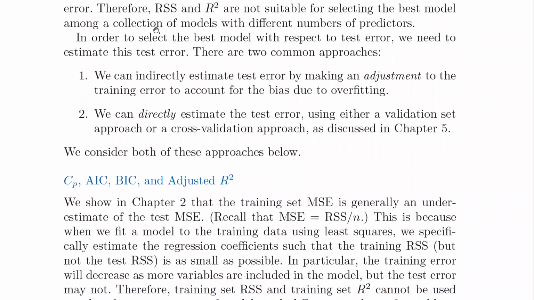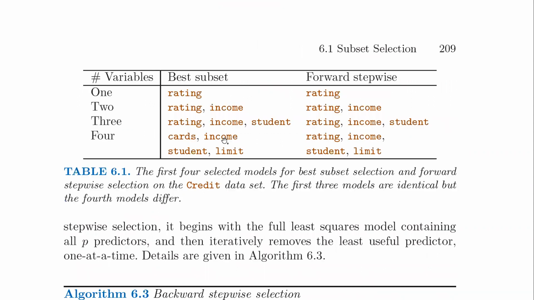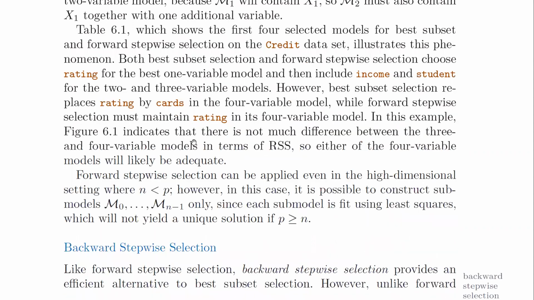Therefore, residual sum of squares and R squared are not suitable for selecting the best model among a collection of models with different numbers of predictors. In order to select the best model with respect to test error, we need to estimate this test error for each model, right? We are on the same page, I hope.